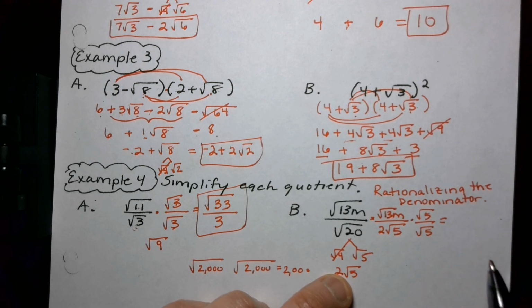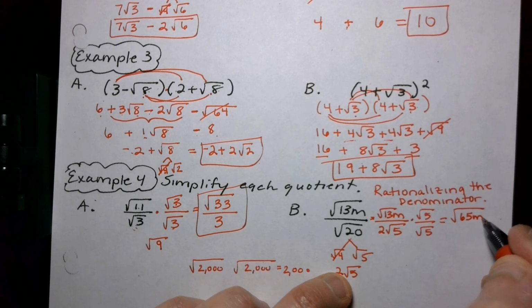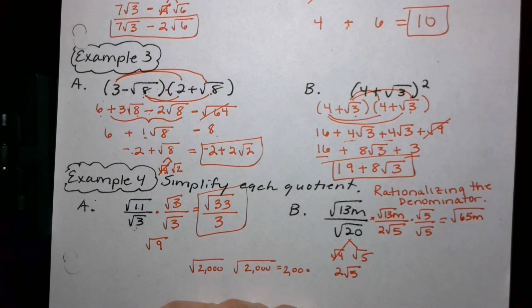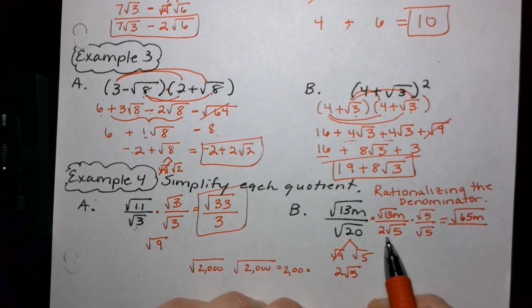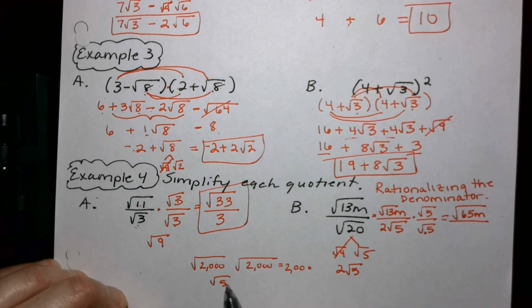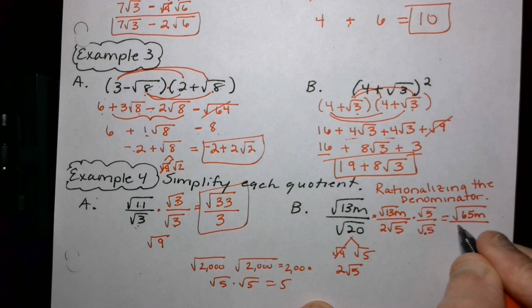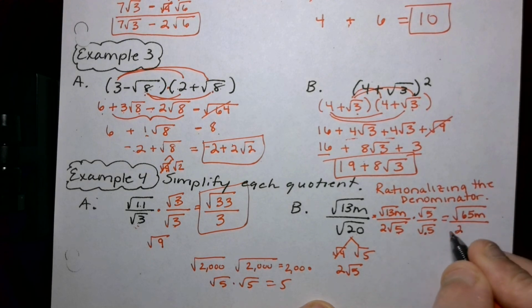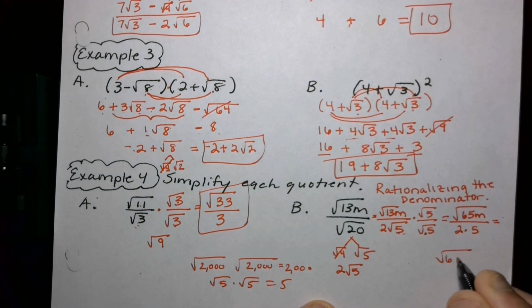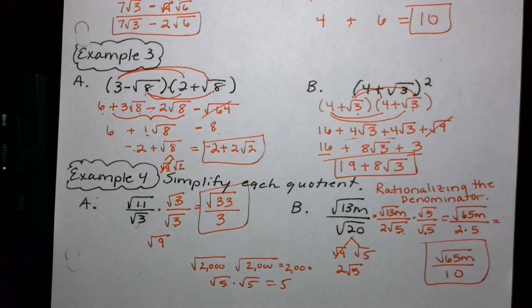Now, let's multiply. So 5 times 13 is 65. So we have square root of 65 over, what's square root of 5 times square root of 5? What do we say here? Get the number right back, right? Because it's the square root of 25, which is 5. So I have 2, don't forget the 2, times 5. Answer. There you go.